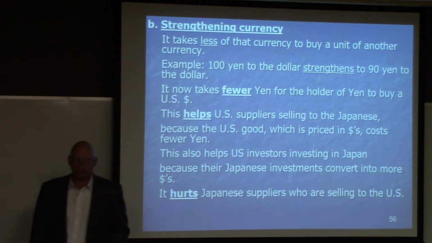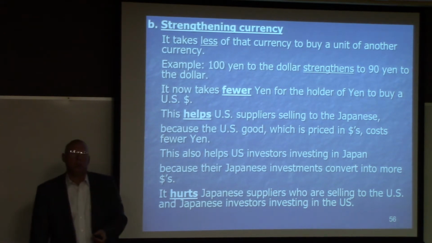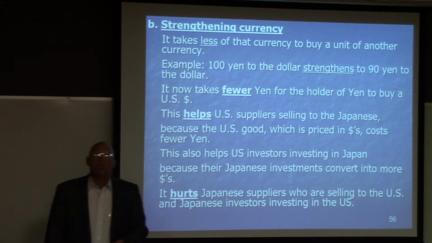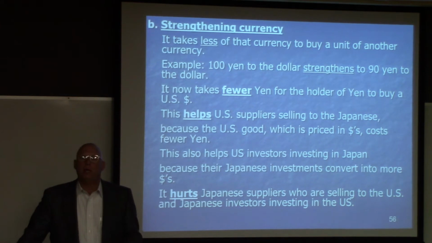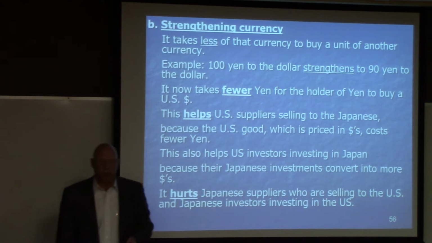Okay, it hurts Japanese suppliers who are selling to the U.S. and Japanese investors who are investing in the U.S. Okay? So people who are proud of their countries want their currencies to weaken, to make them more competitive selling overseas. But if you are buying more stuff overseas, you want your currency to strengthen.